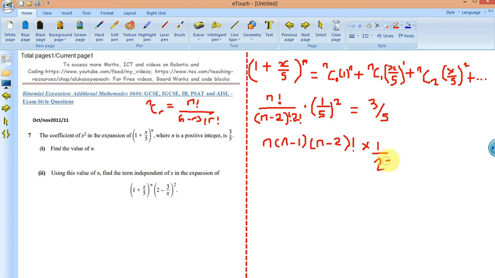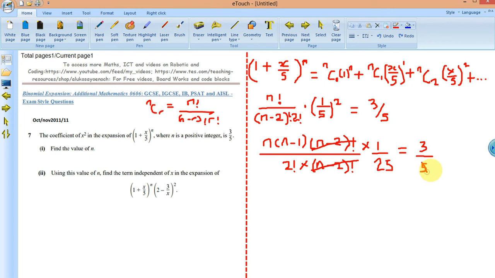Then this one divided by n minus 2 factorial, then times 2 factorial. So this n minus 2 factorial here can cancel with this. Then don't forget that this equals 3 out of 5. You guys are hard math students, so you understand what I'm doing. Now if you cross multiply, this will go with this, so this one can cut this.